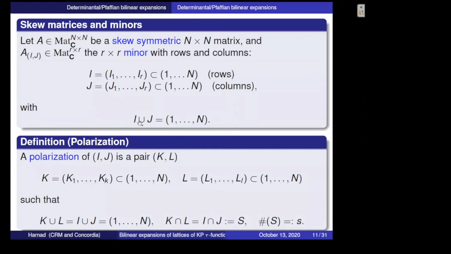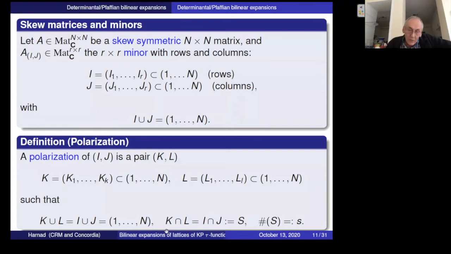It plays a big role in the formulae. Their intersection I call S, but the important thing is that a polarization is only a polarization if it shares not only the union with I and J, but also their intersection with I and J. And that intersection will have a name, we'll call it S. It could be 0 and N, okay? Is that clear, Marco? Oh, I lost Marco, but here we go.